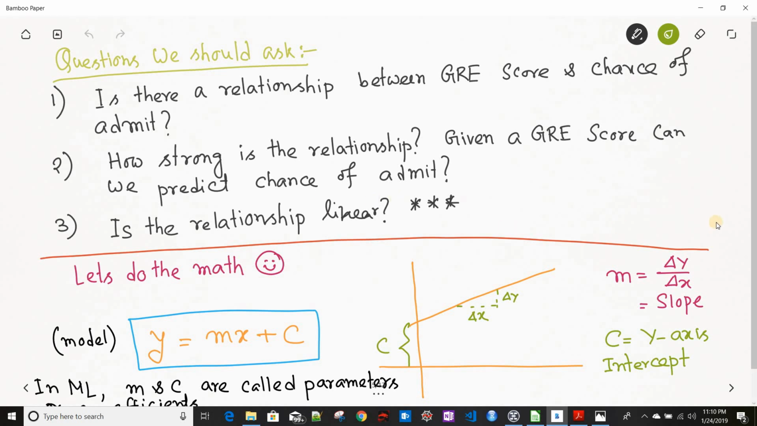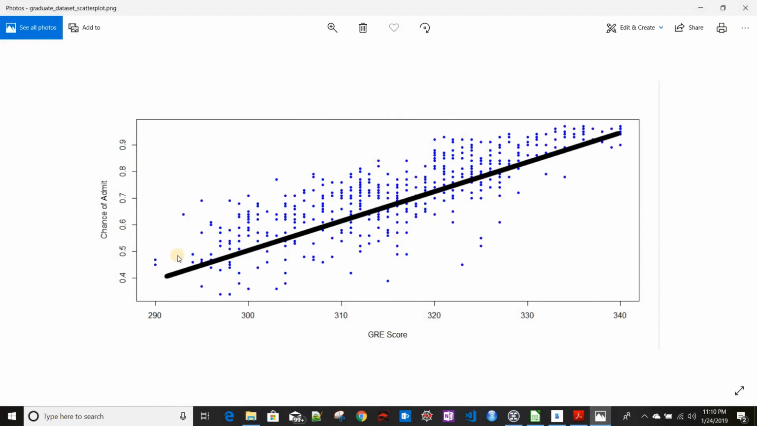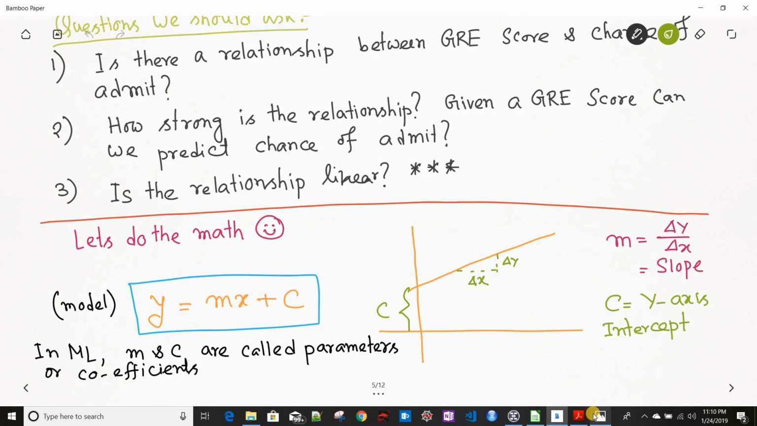Okay, so let's talk about the math. As you have seen before, the main goal is to fit a line to this whole data set. That means at the end of the day our model will be an equation of a line, and we already know from basic math that the equation of a line is y equals mx plus c, right?